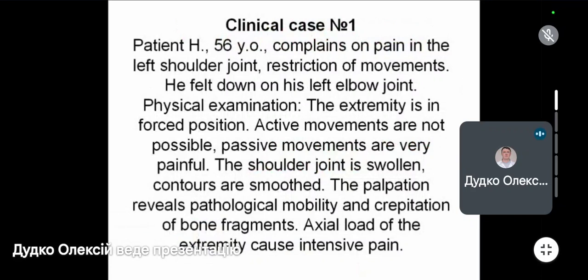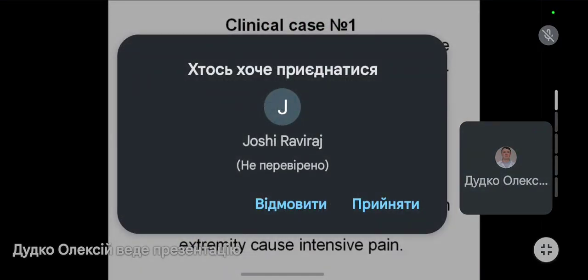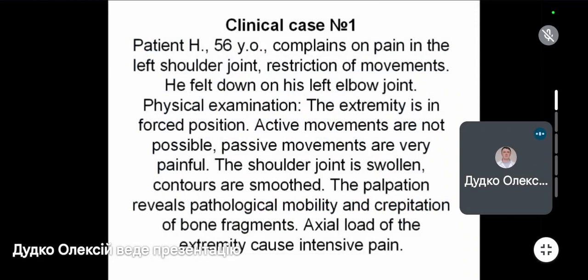The patient is falling down on the elbow joint, but the injury occurred in the shoulder joint. So the surgical humeral neck is fractured, and that's what you should remember when answering this clinical case.